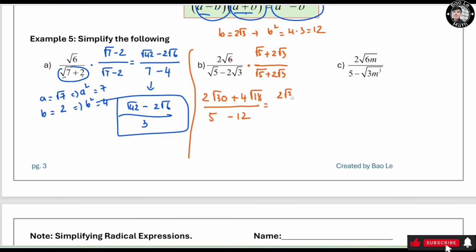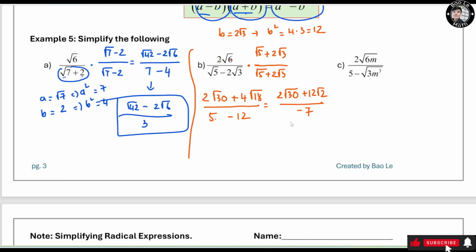Now simplify this one. 2 root 30, right? Now root 18 can be written as root 9 times 2. 9 pulled outside is going to be 3. 3 times 4 is going to be 12. So plus 12 root 2, right? Over 5 minus 12 is going to be negative 7, right?